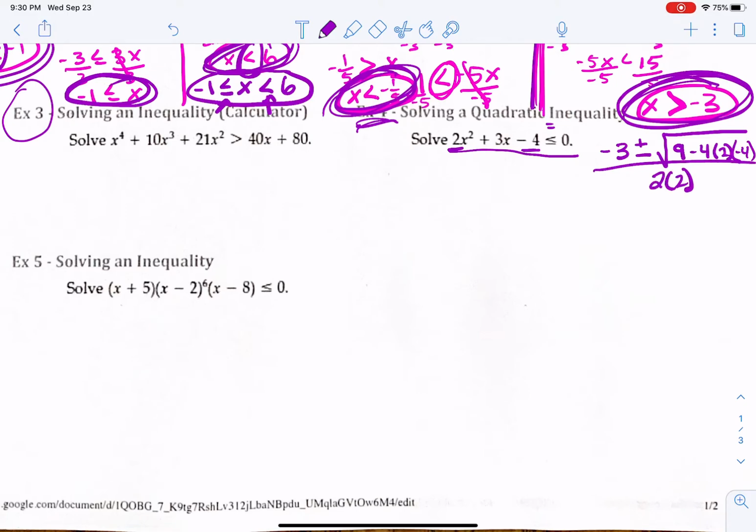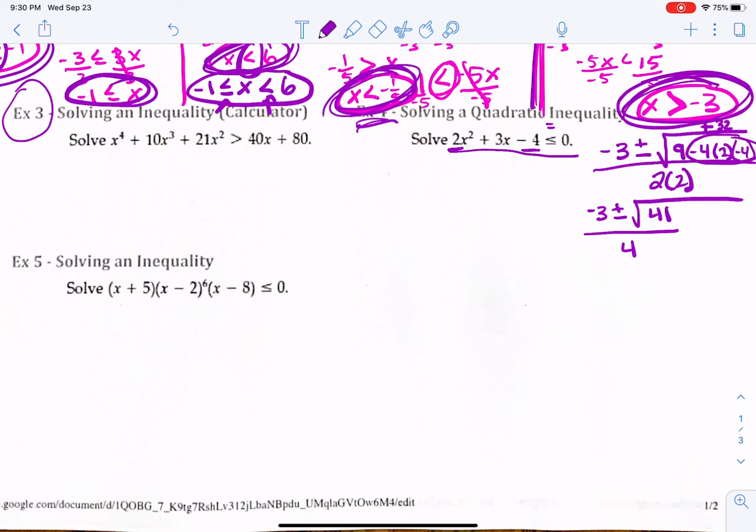Okay, so let's simplify this a little bit. -3 plus or minus the square root of -4 times 2 times -4. This piece right here will be a positive. 4 times 2 is 8, times 4 is 32. So 9 plus 32 is 41. I'm going to do that inside of there, all over 4.